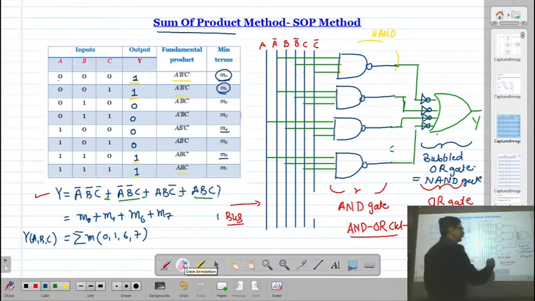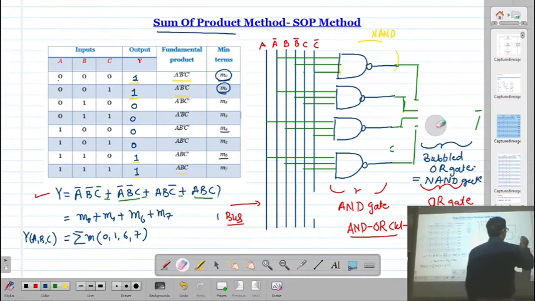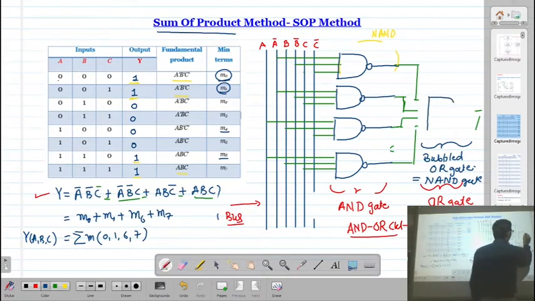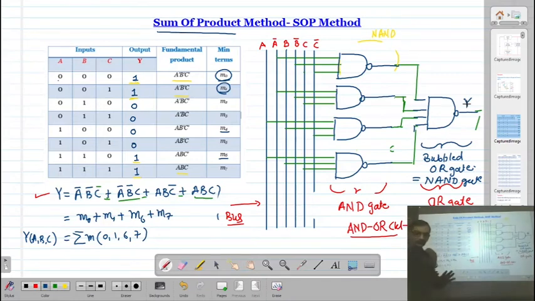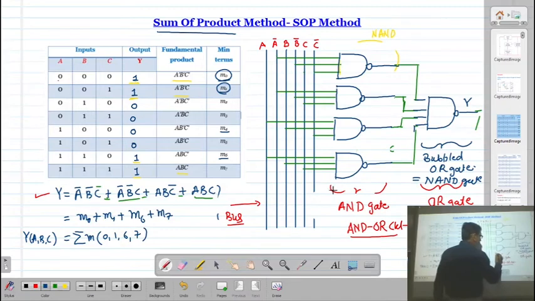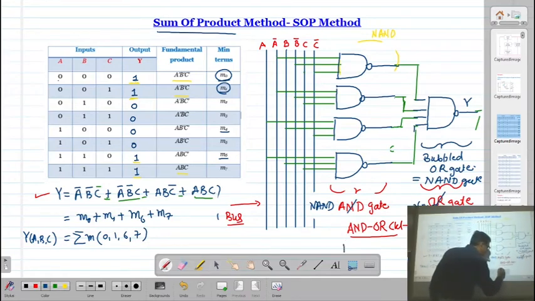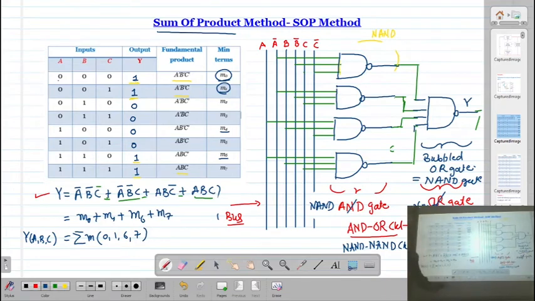So here I can replace this gate, then my output is not going to change. What I mean to say is, whatever AND OR circuit is there, in the first stage of the circuit, instead of that, we have used a NAND gate. In the second stage, instead of using an OR gate, we have used a NAND gate. So this is known as a NAND circuit. Remember, whatever AND OR circuit is there, it can be directly replaced with NAND gates.